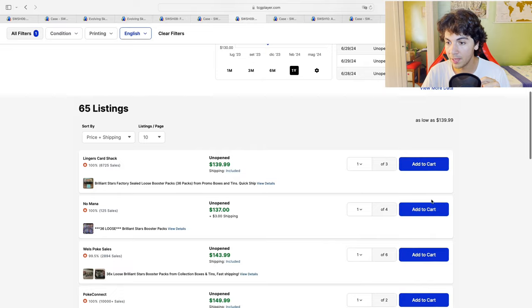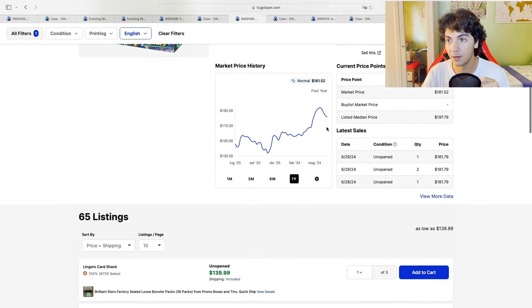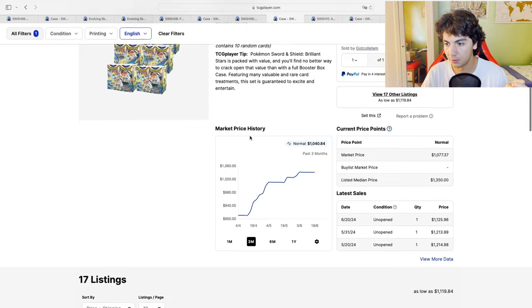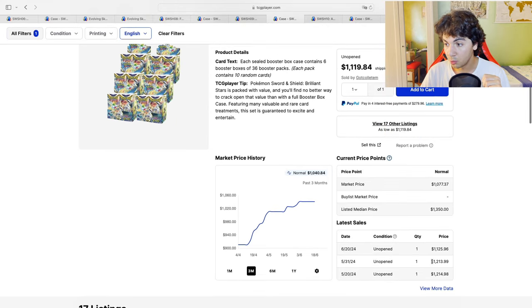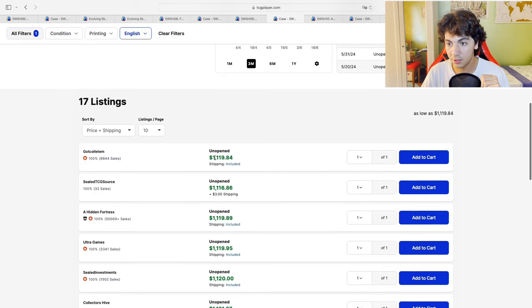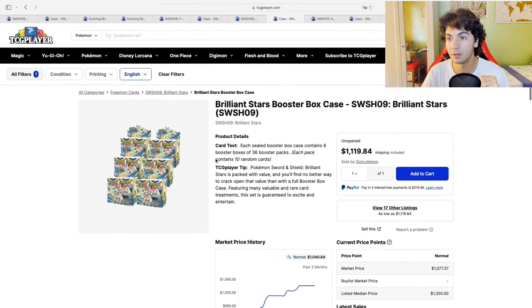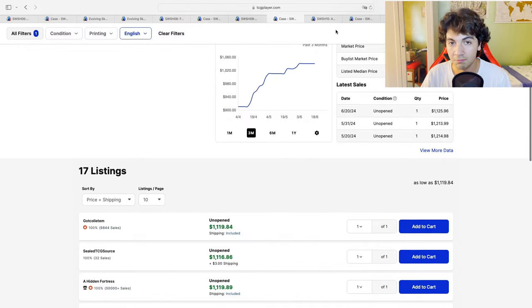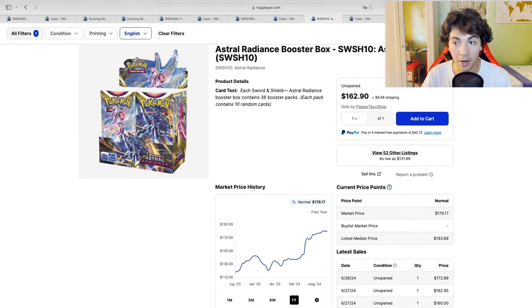And yeah, 180, and it did get to 190, and now it's moving back down, which I think Brilliant Stars are now sold out at the Pokemon Center, if I'm not mistaken. There's only Silver Tempest left when it comes to Sword and Shield. Now, cases, 1100, 1200, so right there about in the 1100. If you look at the lowest listed, 1100, so we are in the 1100s. And there's not much volume, as you can see, actually. There's more sales for Evo Skies than Brilliant, which is quite interesting, actually. Don't you think? Considering Evo Skies is 4x the price.